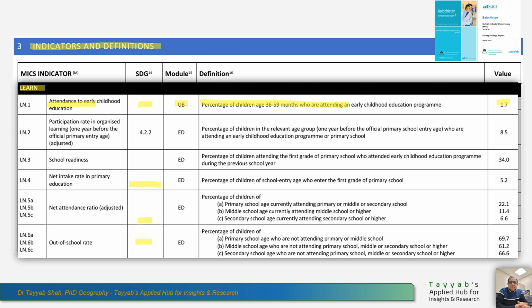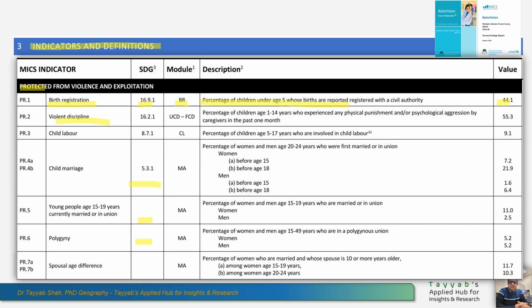And also, if you're interested in education, they have a section called Learn. So attendance to early childhood education, and you can have a participation rate as well, school readiness, and there are a lot of indicators they cover related to education and learning, which you can also choose if you are interested in exploring education.